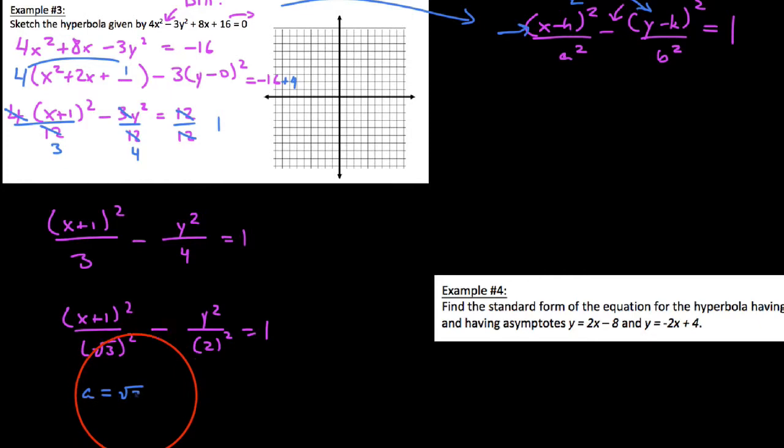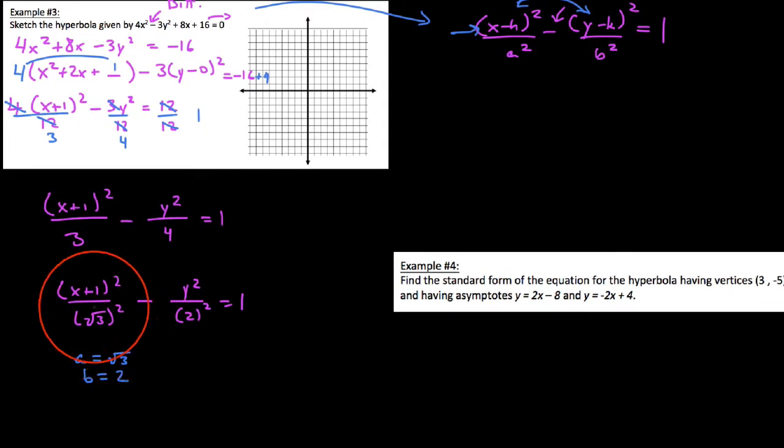I want to say that a is root 3, first of all, and b is 2. And in terms of h and k, h is always paired with our x term here, so it's negative 1, and our k value must be 0. So now we know a few things about this, starting with the center must be at (negative 1, 0). So I'm going to go ahead and start by putting that on there.